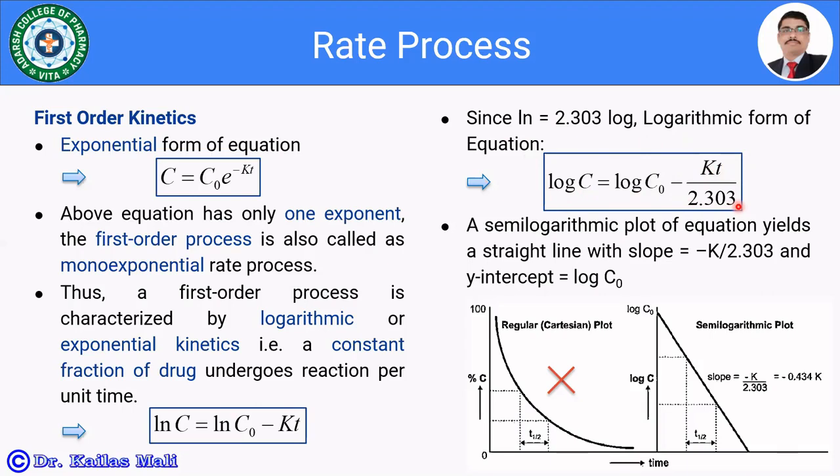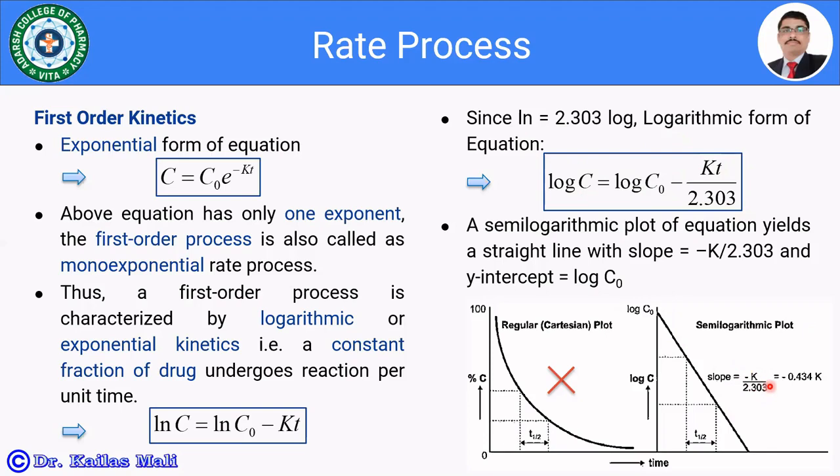When we plot the graph of log of C versus t on regular graph paper, we will get a straight line with the intercept log of C0 and the slope minus k divided by 2.303. So it is possible to get an idea about the first order rate constant.